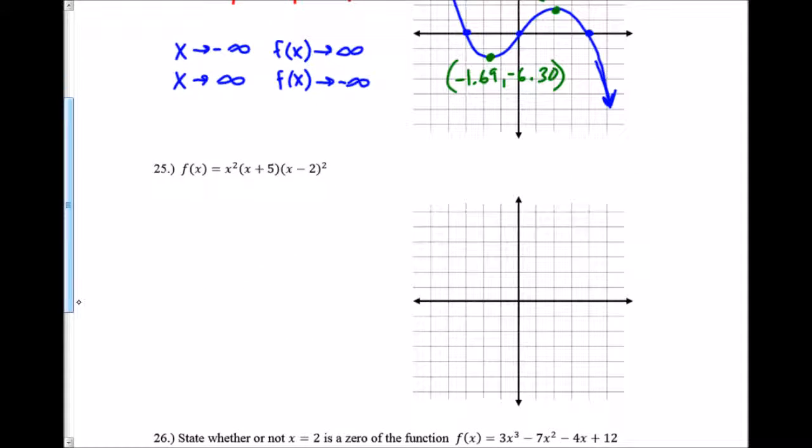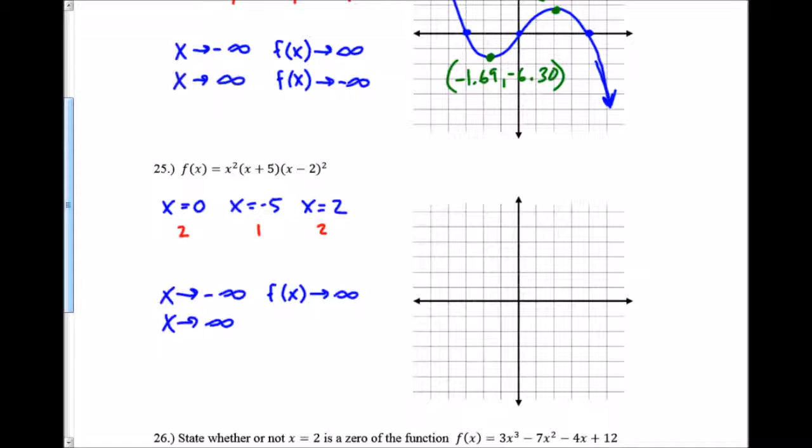Okay. Next one is the same thing. I find each of the x-intercepts, so x equals 0, x equals -5, and x equals 2. In terms of multiplicity, this one occurs twice, this one is once, and this one is also twice. And then with just the end behavior, if I plug a negative infinity in here, I get a negative infinity out. If I plug a positive infinity in here, I get a positive infinity out.